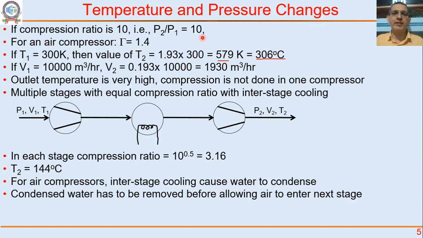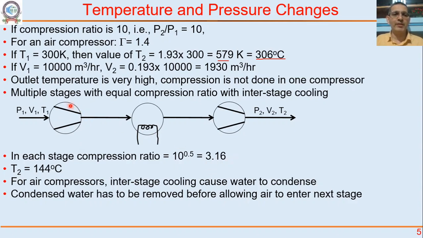So instead of doing this compression by compression ratio of 10 in one compressor, you break it into 2 stages of a compressor, or you do it in 2 small compressors with the interstage cooling. So this is called one stage of compression. This is called the second stage of compression. And typically in each stage we want equal compression ratio. So in each stage we will want square root of 10, because it is 10 raised to half, two stages. So in each stage we will have a compression ratio of 3.16.